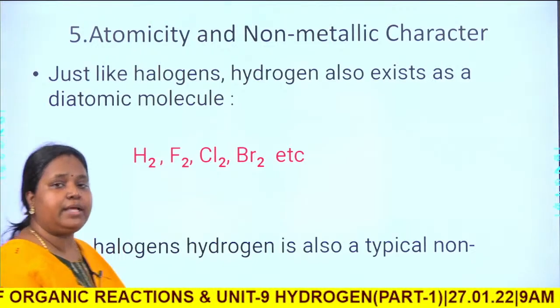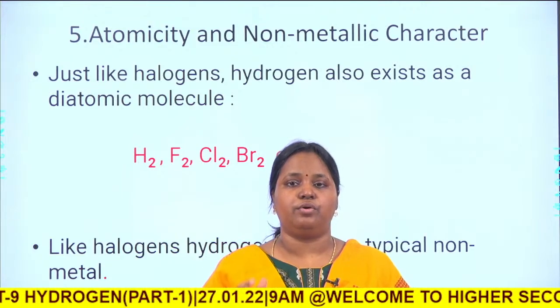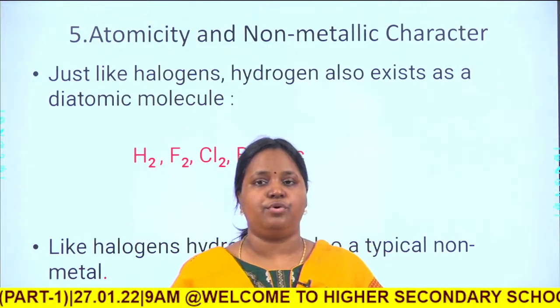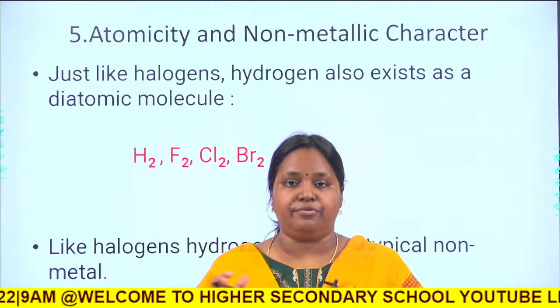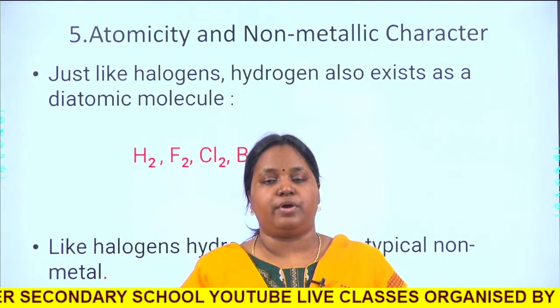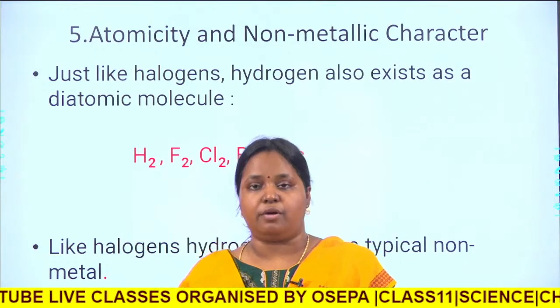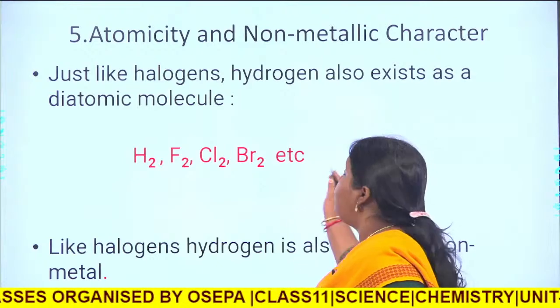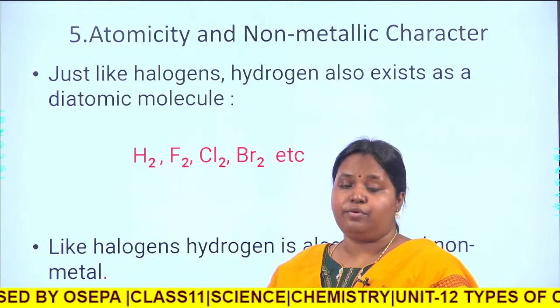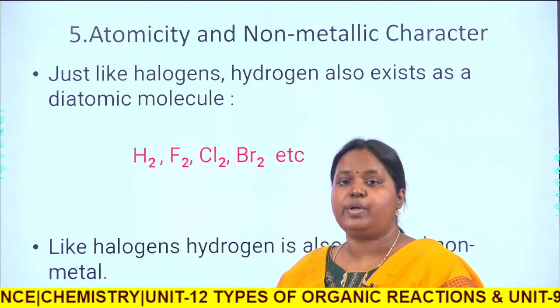Atomicity and non-metallic character. We know that fluorine, chlorine, bromine exist as molecules, F2, Cl2. Similarly, hydrogen also exists as a molecule, that is H2, in normal condition. And non-metallic character: we know that fluorine, chlorine, bromine are non-metals. Similarly, hydrogen is also a non-metal.